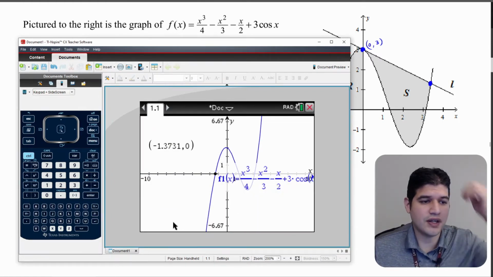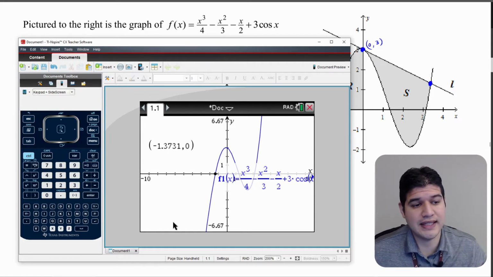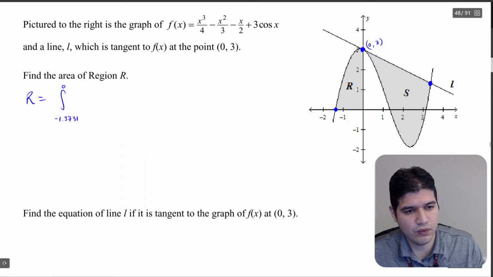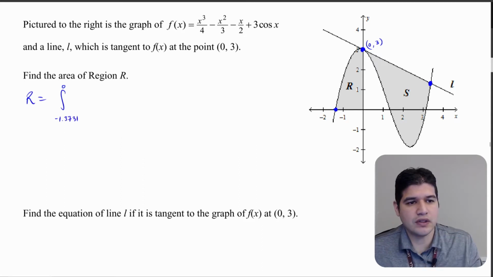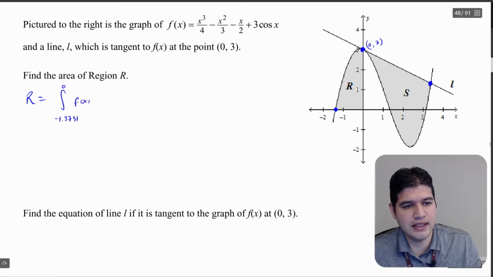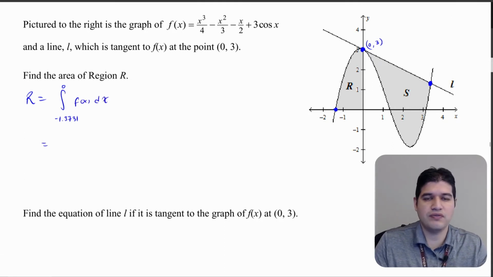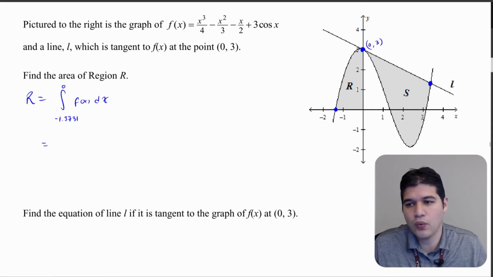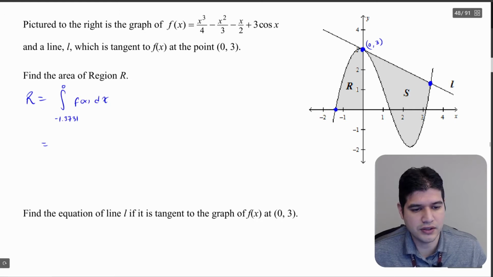So when I find that 0, I get negative 1.3731. So I'm going to put that here in my work, negative 1.3731. And we're going to just find the integral of alpha of x dx. So I can write that down. And of course, what I'm going to do is find this integral from negative 1.3731 to 0. And again, we're going to do that on our calculator. So let's go ahead and do that.